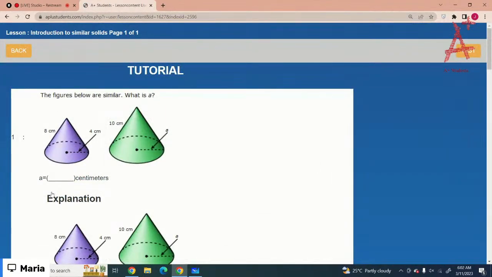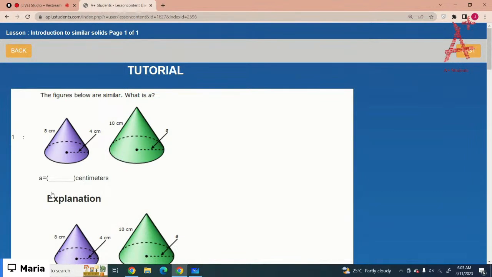The figures below are similar. Basically, you are given similar figures. You have to find the missing length. Basically, you need to form a proportion between their similar sides, and then you have to calculate the missing side. Got it? So let's just start with the first example.